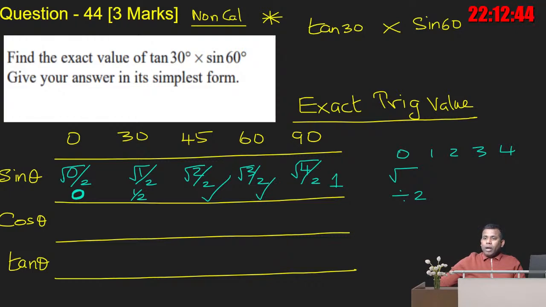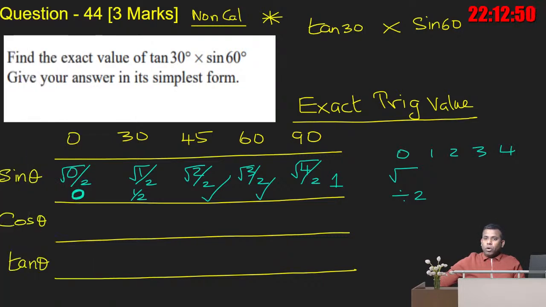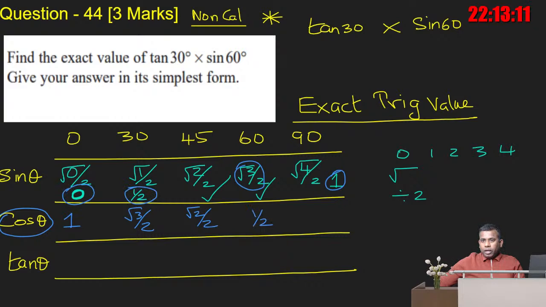Now I'm going to go to a different color, blue. Cos theta is the reverse of the sine theta values. So I got a 1 here, so write the 1 here. I got a root 3 over 2 here, so write the root 3 over 2 here. Root 2 over 2 here, root 2 over 2 here. Half here, so half here. And 0 here, 0 here.